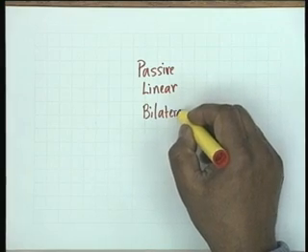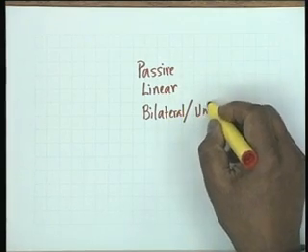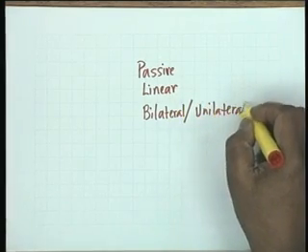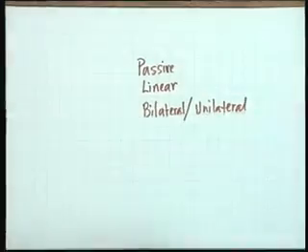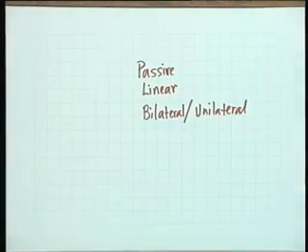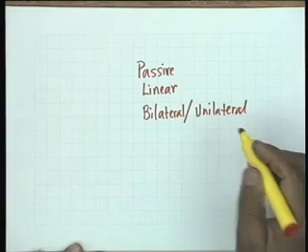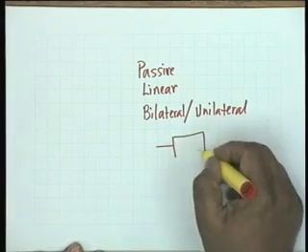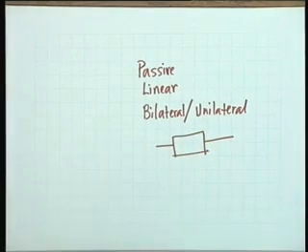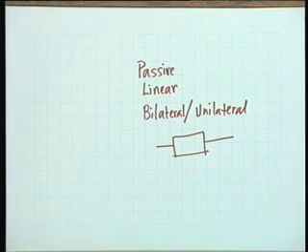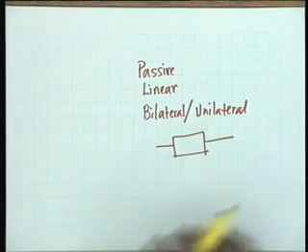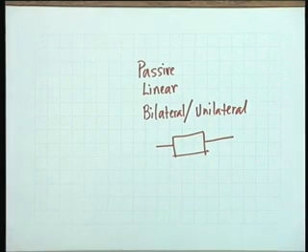Bilateralness, bilateral or unilateral. This term refers to a two-terminal element, a network element which has only two terminals or one port, and therefore all you can do is connect a voltage source, measure the current, or connect a current source and measure the voltage.